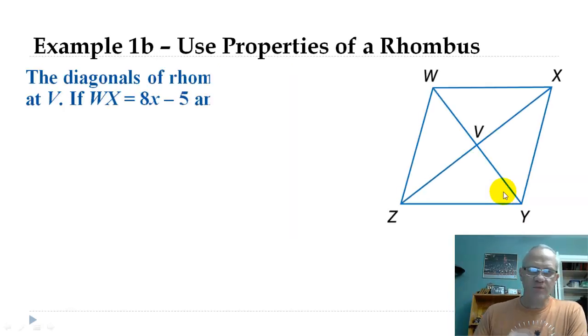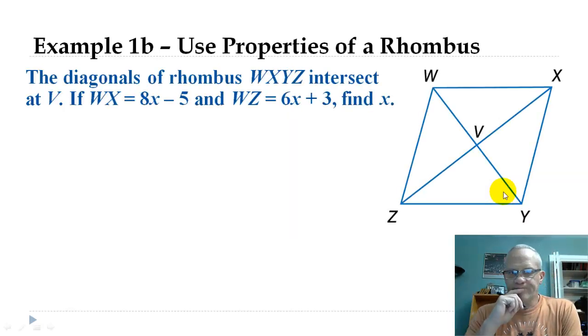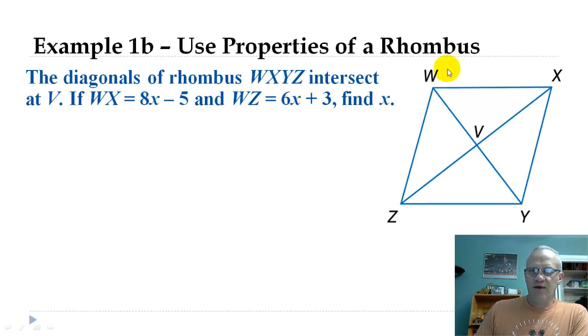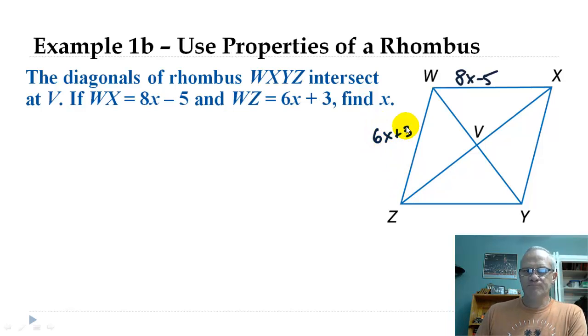Okay, cool. Example 1b. How about this one now? WX is 8x minus 5. WZ is 6x plus 3. We want to find x. Okay. Well, remember, in a parallelogram, the opposite sides are congruent. But we don't have that available to us on either one of these. But remember, this is a rhombus. And in a rhombus, all sides are equal to each other.